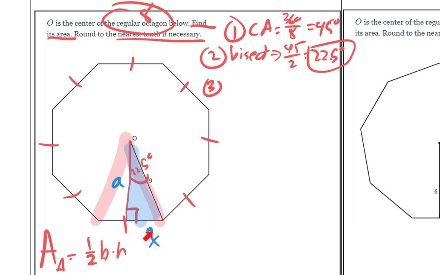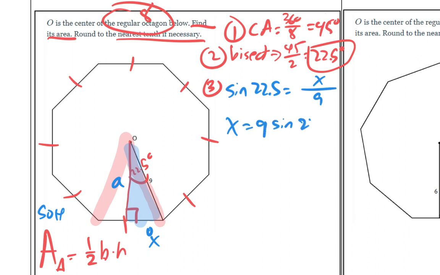If I'm working with the opposite side and the hypotenuse, opposite and hypotenuse is sine, right? So we're going to say the sine of 22.5 is equal to the ratio of opposite, which is x, over the hypotenuse, which is 9. So that means x equals 9 sine 22.5. If we put that in our calculator, that's going to give us x is approximately, remember we said we're going to keep 5 decimal places so we don't make an error.